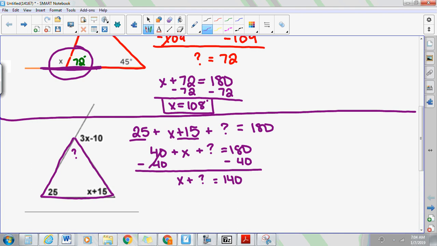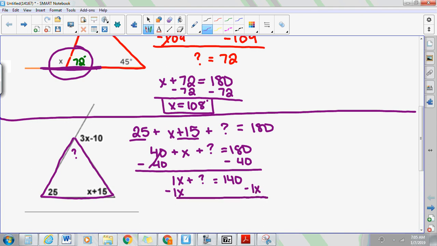Now here's the weird part. We said we want to get question mark by itself. We want to know what this angle is, which means I have to move the x. If you remember, there's always a 1 in front of an x, and the opposite of 1x is minus 1x. I'm just going to move this over. Now you'll notice I can't put it under the 140, right? This guy has an x, this guy does not. So I'm going to write it off to the side.